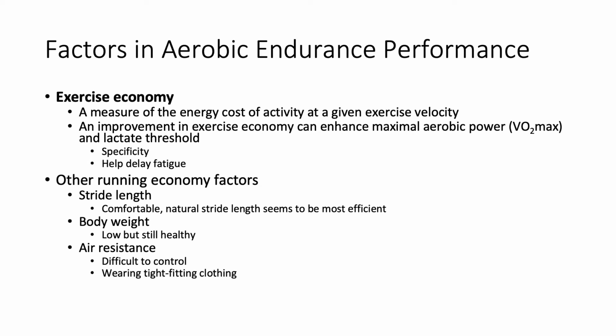One is the stride length, as a comfortable natural stride length seems to be the most efficient for most runners. Second is body weight. This should be kept low, but still at a healthy level. Carrying too much fat mass or muscle mass may not allow for optimal efficiency in aerobic exercise. The last factor is air resistance. This is a little bit more difficult to control, but athletes can improve their economy by wearing tight-fitting clothing that doesn't catch the wind and by drafting behind other competitors in a race.